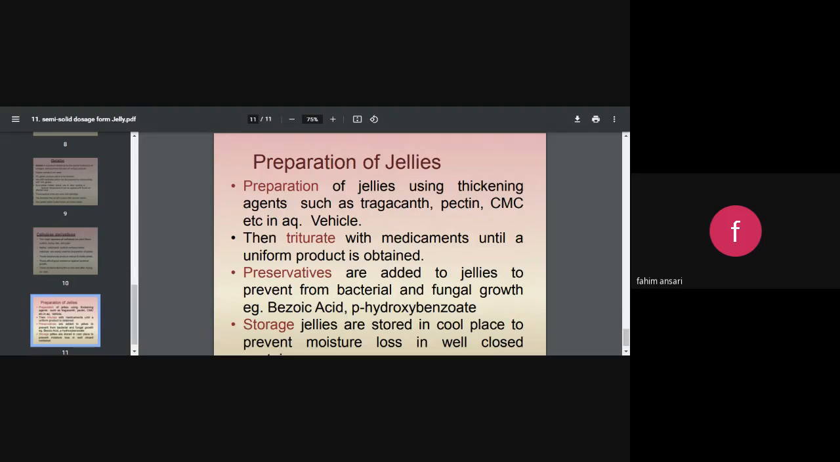Preservatives are added to jellies to prevent bacterial and fungal growth. Some of the preservatives used are antibacterial, and some may be antioxidant types. The main purpose of a preservative is to inhibit the growth of any bacteria or fungi in the preparation, to prevent any dangerous or harmful effect.